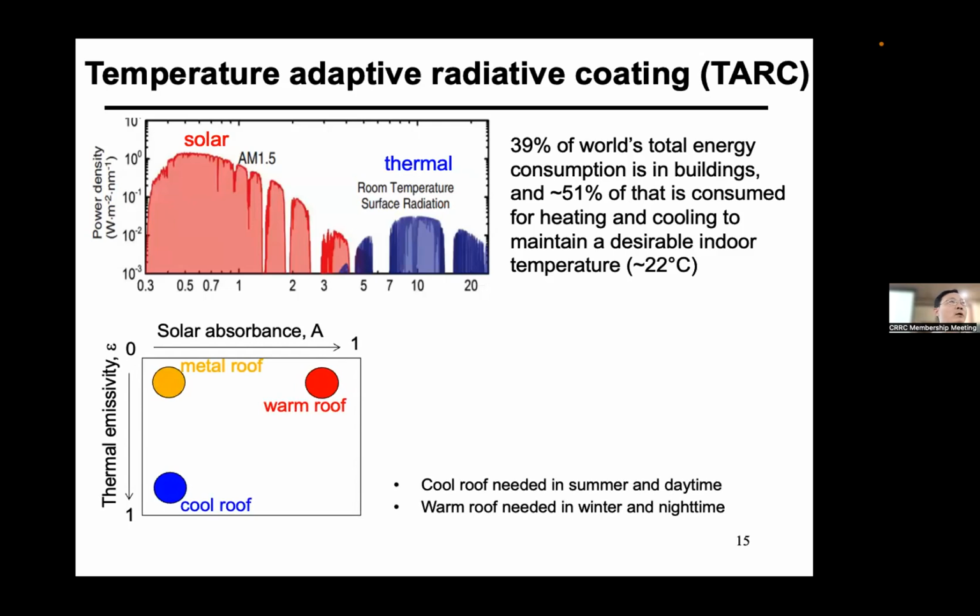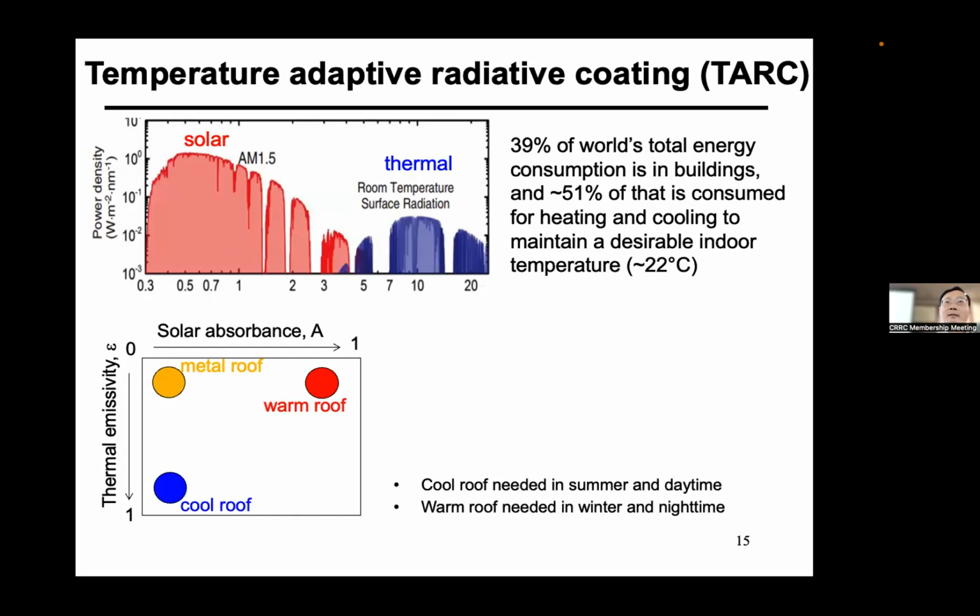But suppose you want a warm roof. Why do you want a warm roof? Because in a place like Las Vegas, probably you don't. But in other places like New York, Boston, even San Francisco, you need a warm roof in the winter. Otherwise, your overcooling problem is going to cost you more energy in the winter, okay?